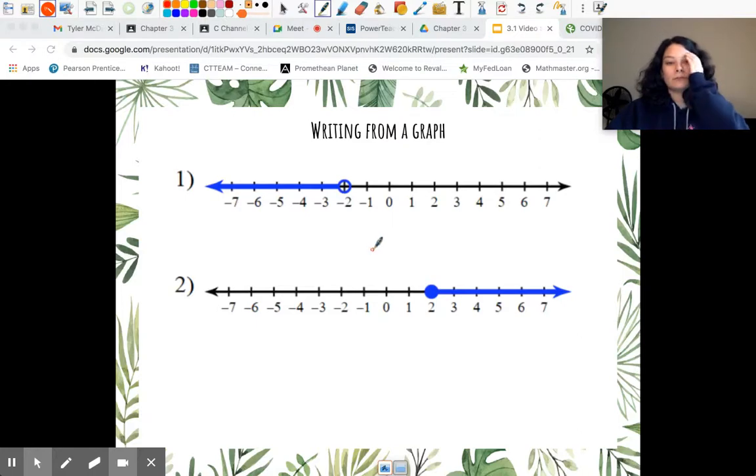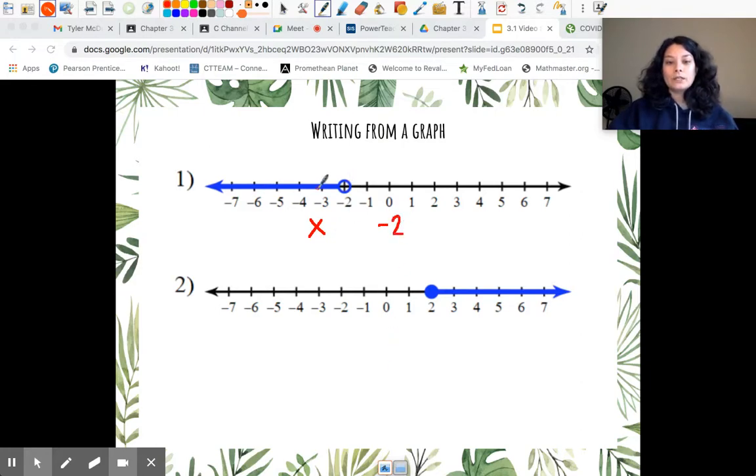And the first thing that I like to do is identify where that circle is. What number is that circle sitting above on that number line? That's the number that you want to write in your inequality. I tend to write a variable first. It doesn't matter which variable you choose, so I'm just going to choose x. And I usually leave some space and write the number to the right.